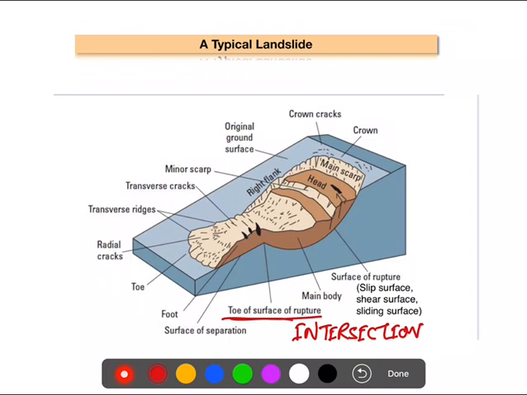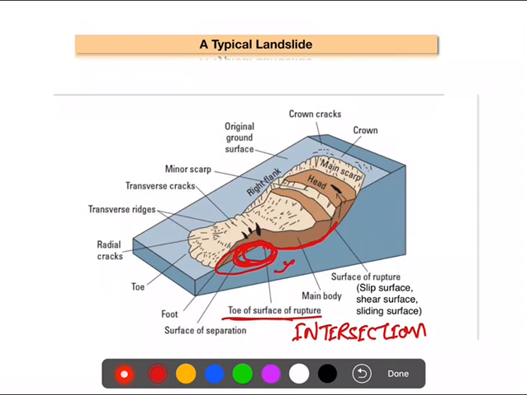Intersection of what? It is the intersection between the lower part of the surface of rupture of a landslide and the original ground surface. So this is the lower part of the surface of rupture. It is just the intersection between the lower part of the surface of rupture and the original ground.